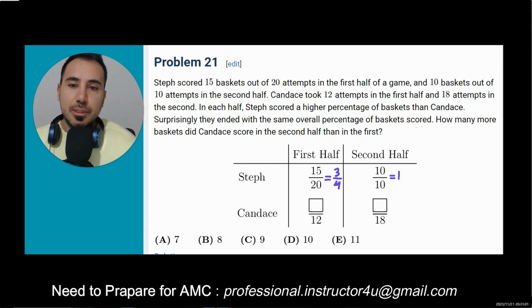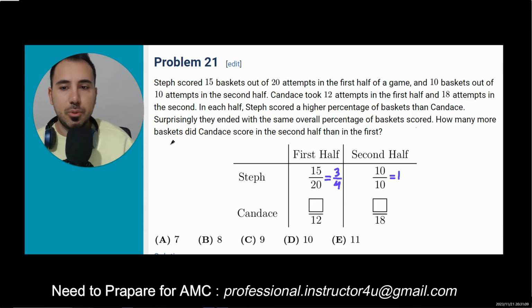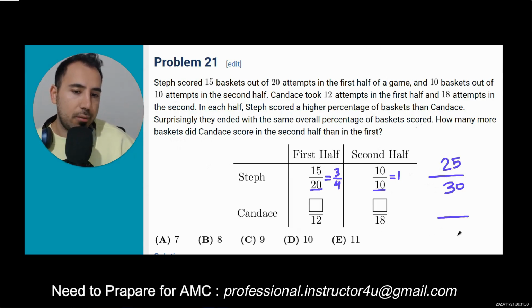Okay. So how many more baskets did Candice score in the second half than the first? Let's go. This is also another important sentence. Now we know the overall percentage is the same. This person had 20 shots and 10 shots, a total of 30 shots. He scored 15 and 10. That's his overall, 5/6. What should be the overall for Candice? The same thing, right? Because it says the overall score is going to be 30. So this is 25.